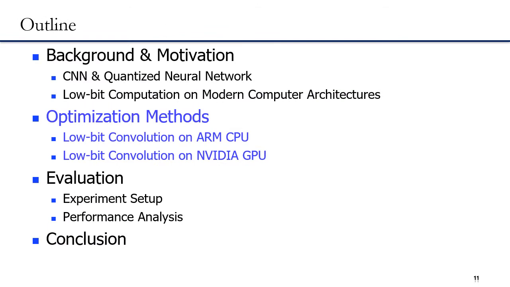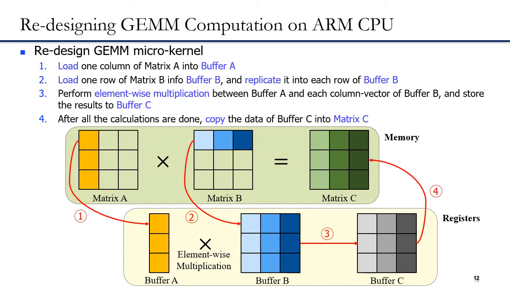Next, I will present our optimization methods on ARM CPU and NVIDIA GPU. On ARM CPU, we transform convolution to GEMM by image-to-column method. The load instructions are much slower than arithmetic instructions, so we redesign the GEMM microkernel to improve the arithmetic intensity of GEMM-based convolution. In the microkernel, the dimensions of matrices are really small.